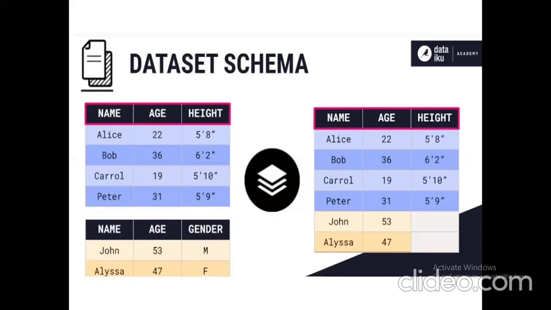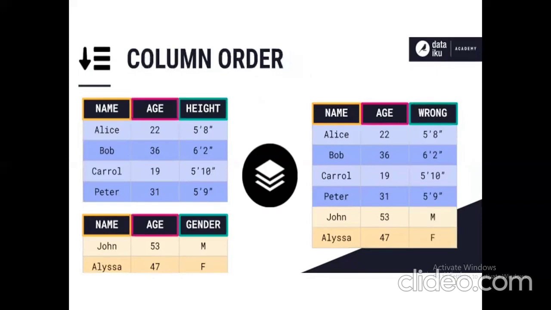The third method is dataset schema. Here the first dataset's values are all given, and the second dataset's gender is not given, but name and age match. For example, for name, all the values from the first dataset are shown, and in the second dataset only name and age are shown. That is dataset schema, based on the first dataset.